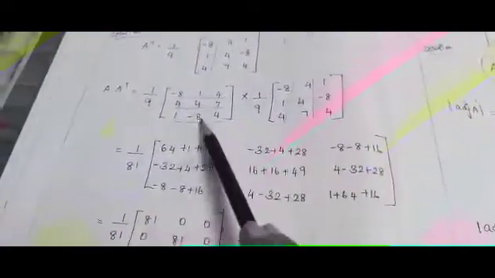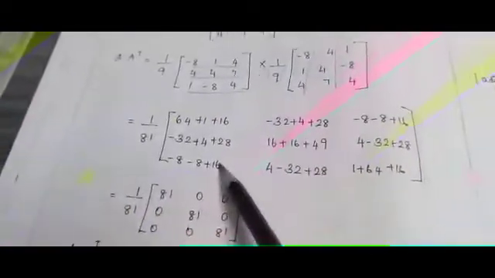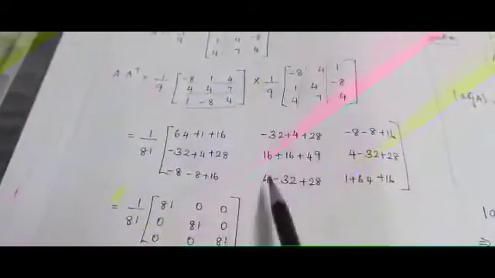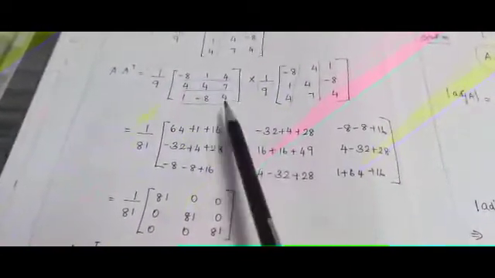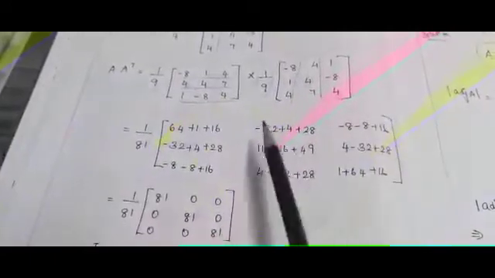So next is the third row, with the 3 columns. So 1 into minus 8, minus 8. Minus 8 into 1, minus 8. 4 into 4, 16. And 1 into 4, 4. Minus 8 into 4, minus 32. 4 into 7, 28. 1 into 1, 1. Minus 8 into minus 8, plus 64. 4 into 4, 16. So I have completed all the 3 rows.